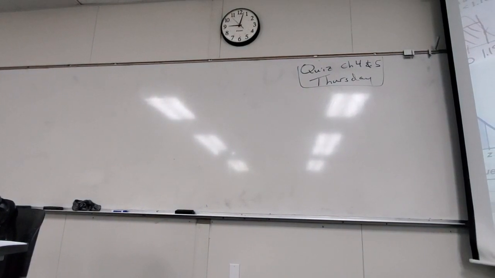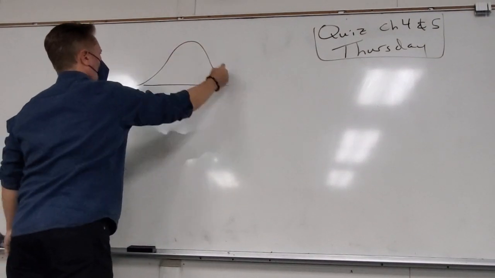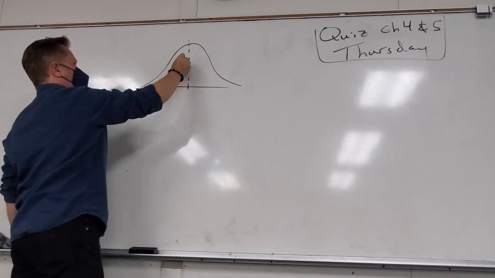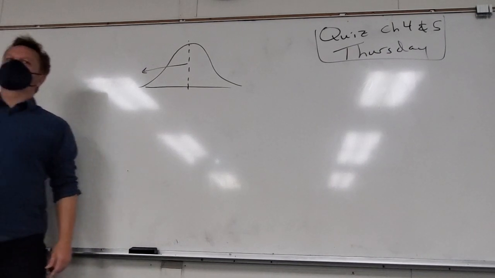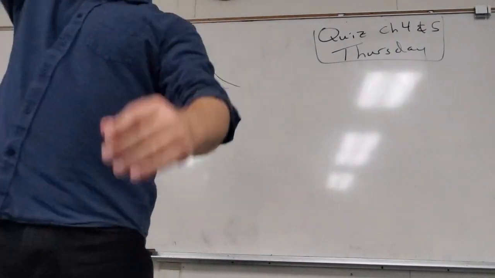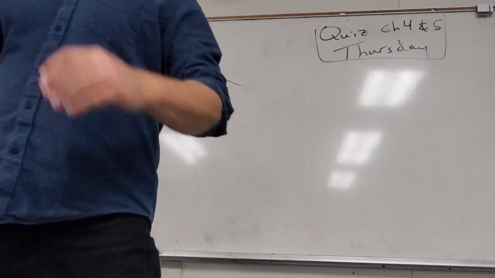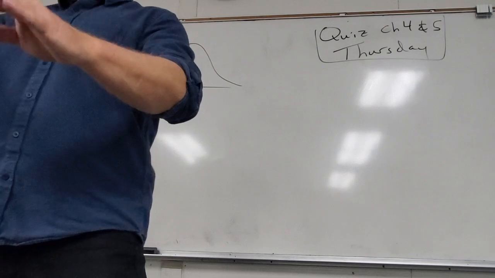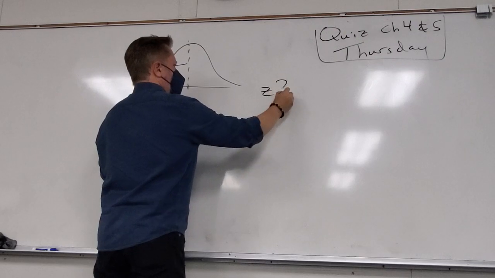Can anyone tell me, for a normal curve, what percent is below the mean? What do you guys think? If you have a normal distribution, what does the mean kind of do to it? Cut it in half. So what percentage would be below the average? 50%. Right?